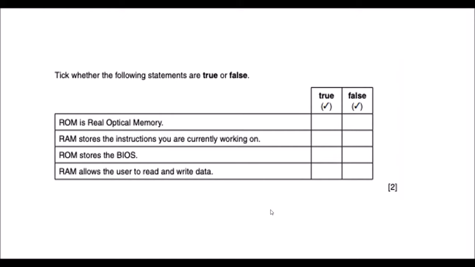Now, this question says, tick whether the following statements are true or false. ROM is real optical memory. Of course, that is false. RAM stores the instruction you are currently working on. I explained that earlier. That is true. ROM stores the BIOS. You know the meaning of BIOS? Basic input output system. Yeah, if I'm not mistaken, that S stands for system. Basic input output, which means they are the basic program, basic instruction you need to start up your computer.